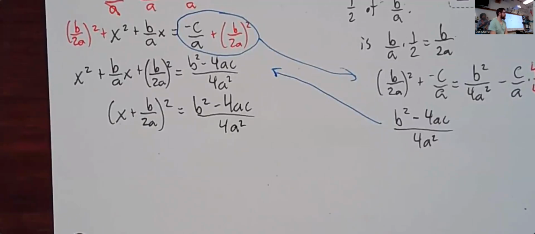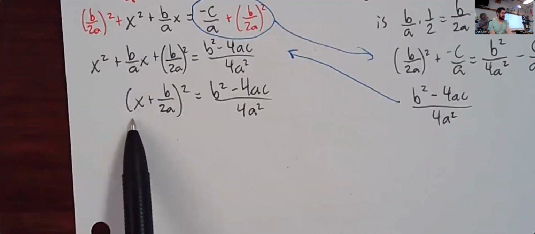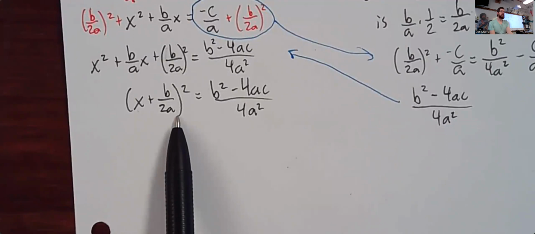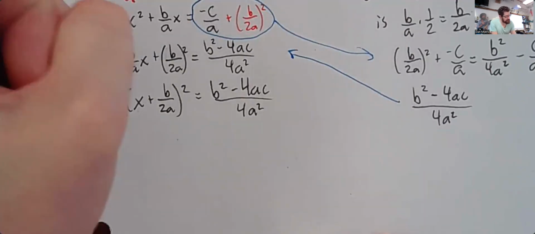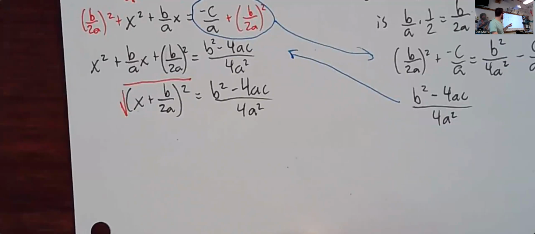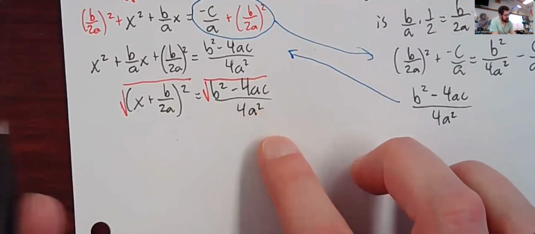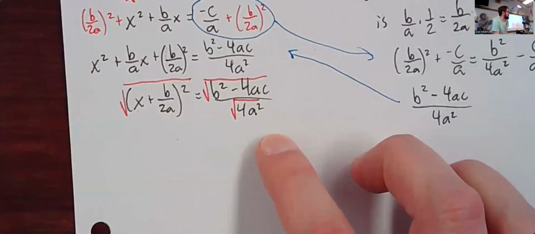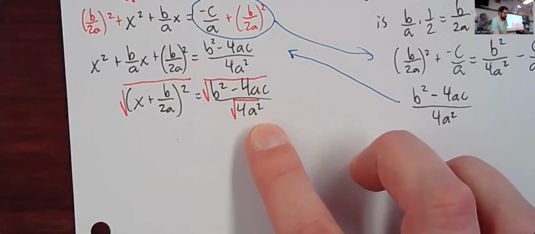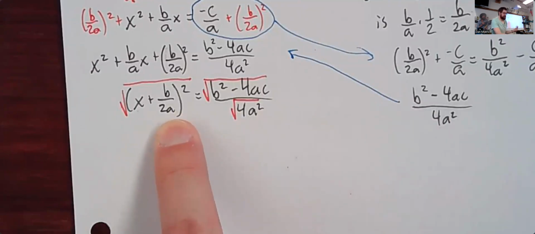What's our next step once we factor the left side? What do we usually do? If we're solving, what's our next step once this side is factored? Square root, yeah. So we're going to square root the left. And when I square root the right, I'm going to square root the numerator and the denominator separately. It's the same thing as square rooting the whole thing. But the reason why I'm doing that is because the numerator itself is not a perfect square, but the denominator actually is. The square root of 4a squared is the denominator of this one over here, 2a. So that's why I'm doing it second.